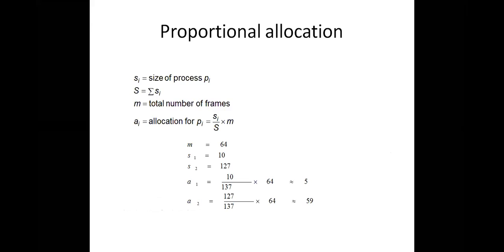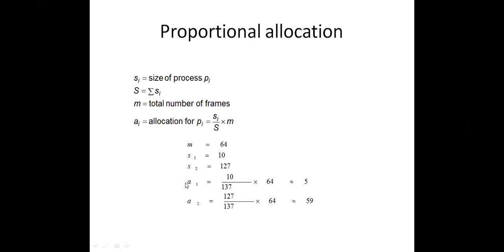So this is the formula. Si means the size of process Pi, and capital S is the sum of the sizes of all the processes in the machine. M means the total number of frames available in the machine. And ai means the allocation for Pi. For example, M here is 64. S1 means the size of process 1. Here we have two processes. The first process size is 10 KB. The second process size is 127 KB.